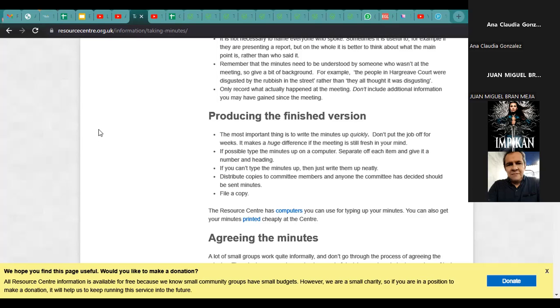File a copy. The Resource Center has computers you can use for typing up your minutes. You can also get your minutes printed out of the center. Minutes. Okay, very well. What did you understand on this minutes, Finnish person?